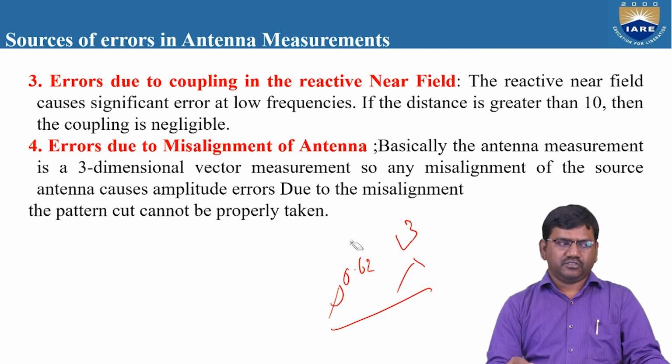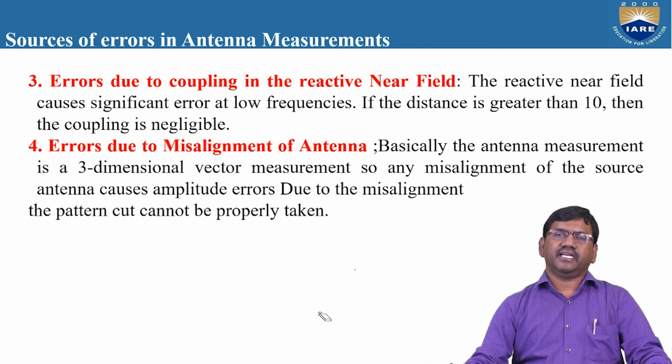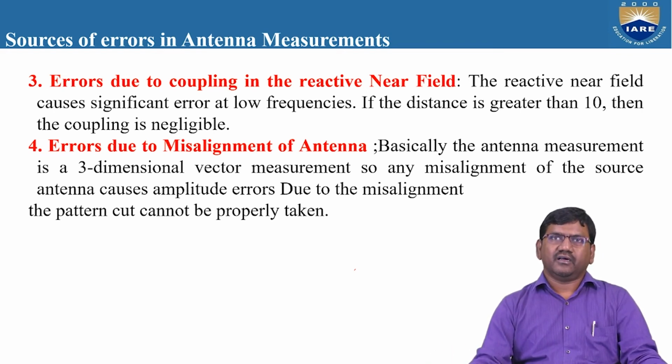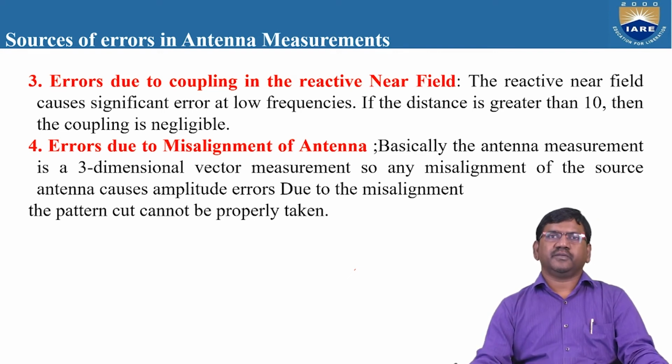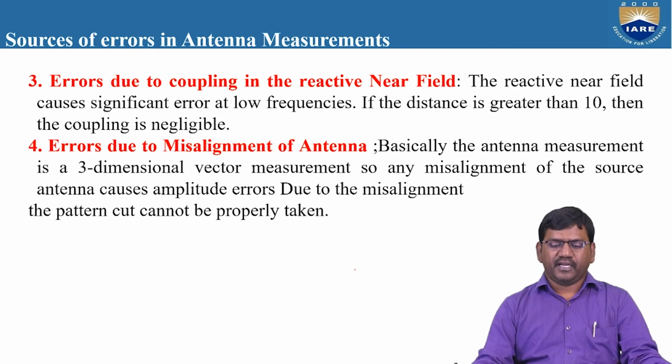And the fourth one is errors due to misalignment of antennas. Whenever we are going to fix an antenna to the cable, we need to check whether this antenna has been connected tightly or not. Antenna measurement is a three-dimensional vector measurement. So exactly the antenna has to be aligned with respect to the cable properly, and the contacts must not be loose. There must not be any loose contacts between the cable and the transmitting antenna, either at the transmitting section or at the receiving section. Due to this misalignment, the pattern cut cannot be properly taken. That means a clear-cut radiation pattern may not be detected at the receiving antenna.